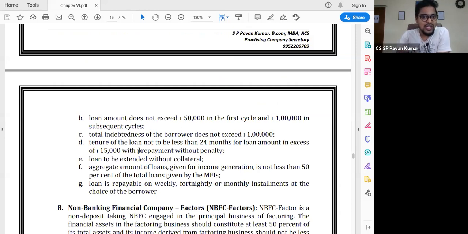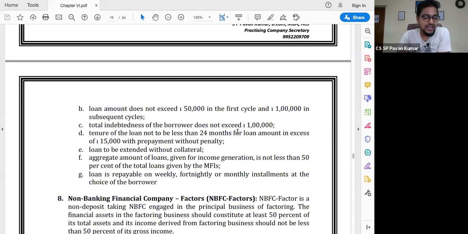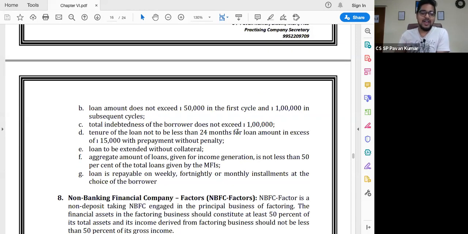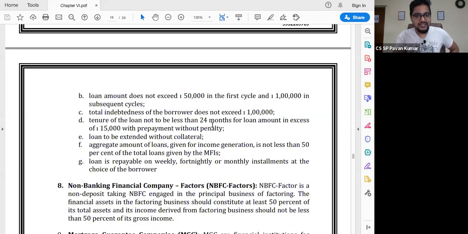Okay, the total indebtedness of the borrower should not exceed 1 lakh, which means that if I give him 1 lakh, before he repays that 1 lakh, I should not give him extra money. All the time, the maximum indebtedness, the maximum payable that he has, should not exceed 1 lakh. The tenure of the loan should not be less than 24 months.